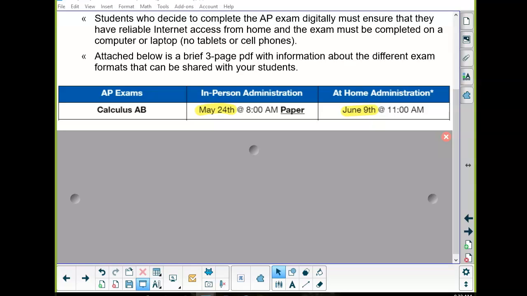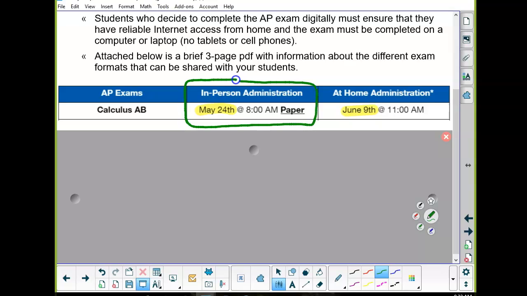That is the one I recommend, and I really hope, unless you have some needs where you cannot come into Tartan, that everyone selects May 24th. The other option is June 9th at home, so this would be on your own computer. What's the difference? They are going to be different formatted tests.